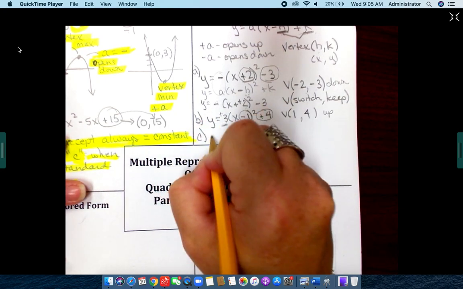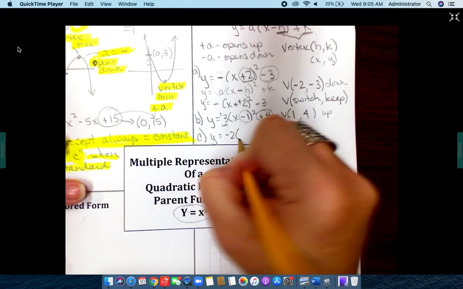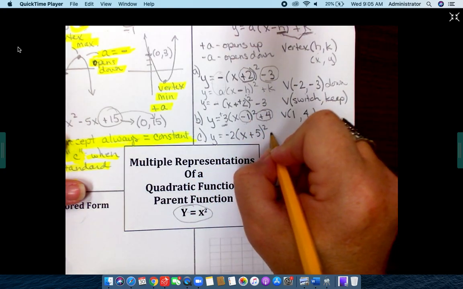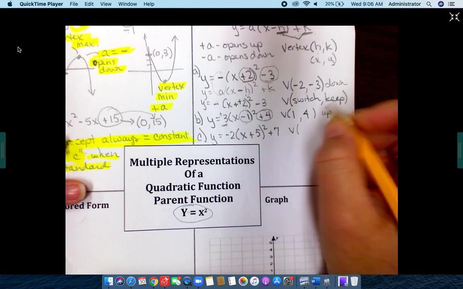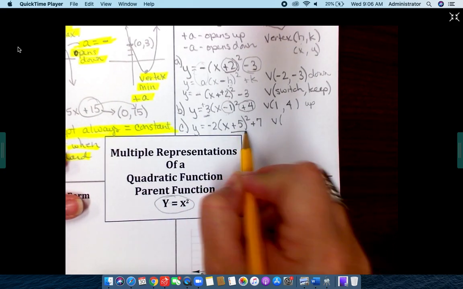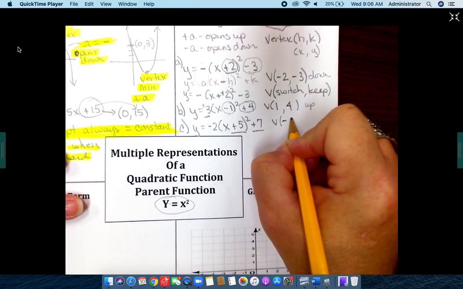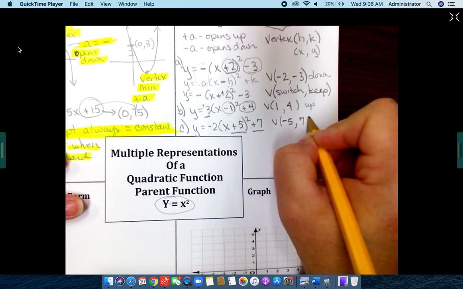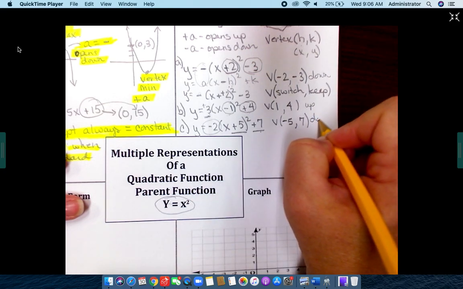We'll do one more example. If I have negative 2 times the quantity x plus 5 squared, or I'll just do plus 7, then my vertex would be what? Switch, keep. So this plus 5, I would write that as an h value of negative 5, and my k value would be keep, positive 7. Because my a value is negative, I know my graph will open down.